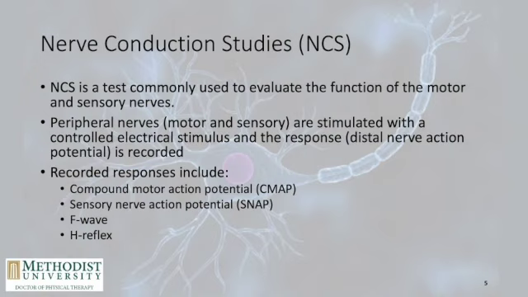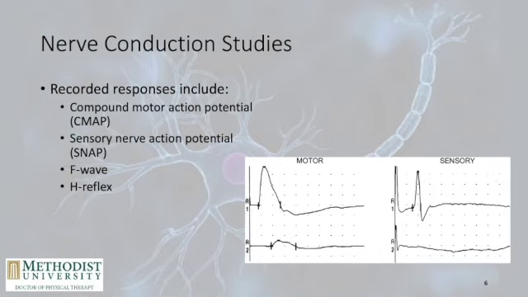And there's four basic responses we're looking at: a compound motor action potential, a sensory nerve action potential, something called an F wave, which we'll get into later, and then something called an H reflex. So looking at nerve conduction studies, again, we're looking at the differences from getting to point A to point B. So this is a common reading you're going to find with a nerve conduction velocity study.